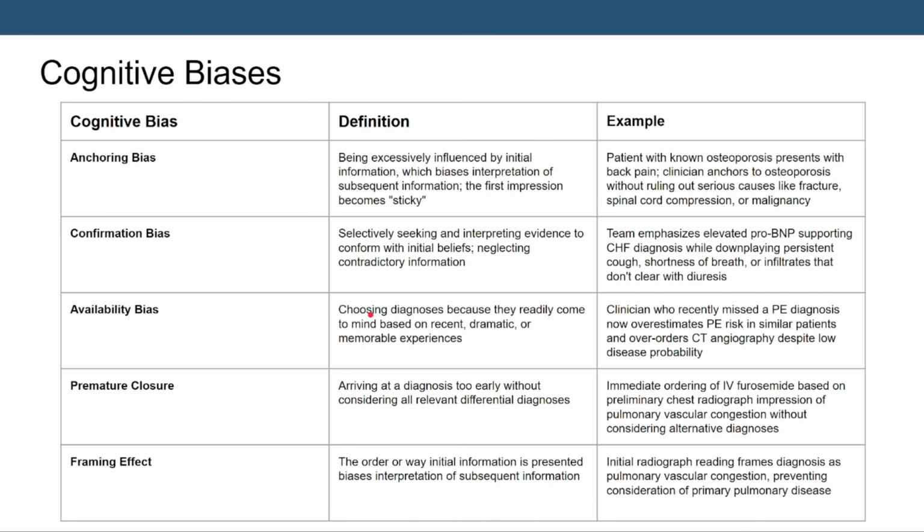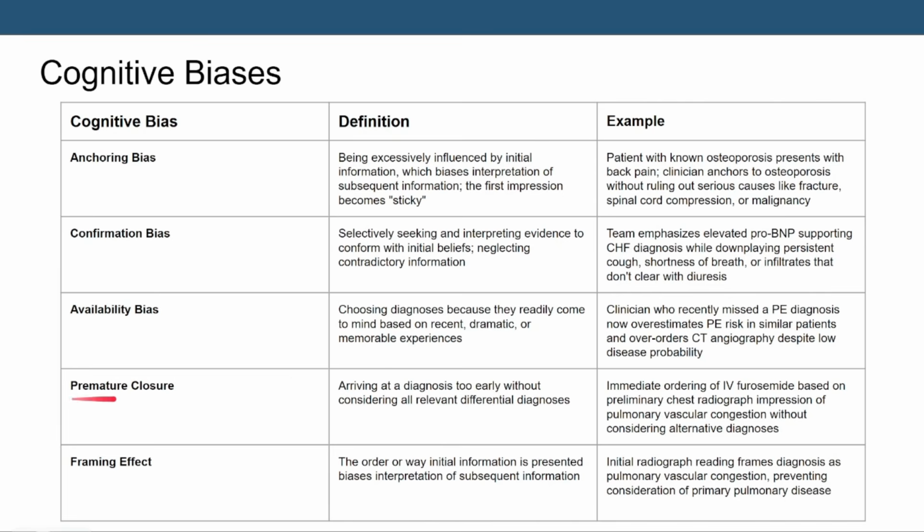Availability bias is basically choosing diagnoses because they are readily available. So an example would be a clinician who recently missed a pulmonary embolism diagnosis now overestimates the PE risk in similar patients and overly orders CT angiography despite a low disease probability.